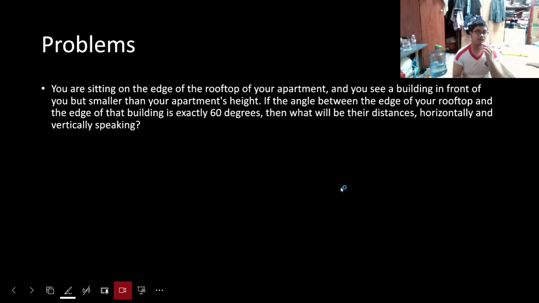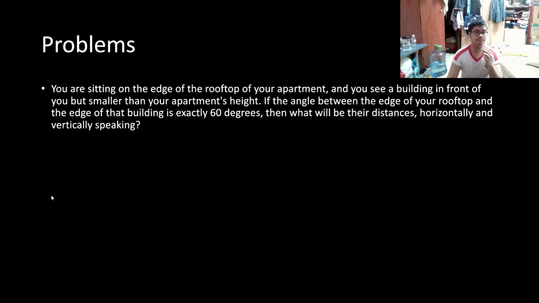You are sitting on the edge of the rooftop of your apartment and you see a building in front of you but smaller than your apartment's height. If the angle between the edge of your rooftop and the edge of the building is exactly 60 degrees, then what will be their distances, horizontally and vertically speaking?